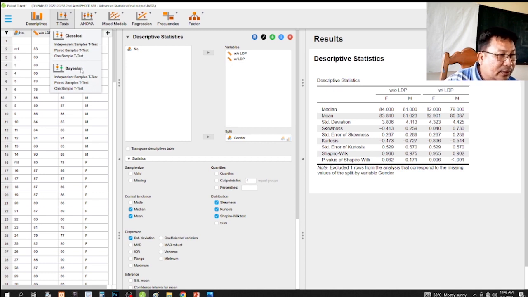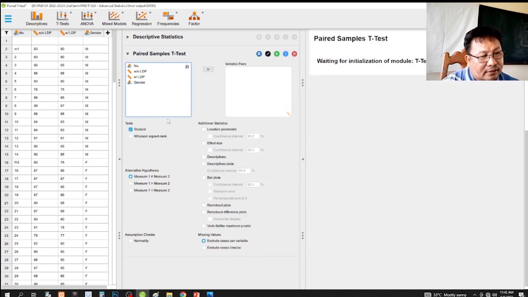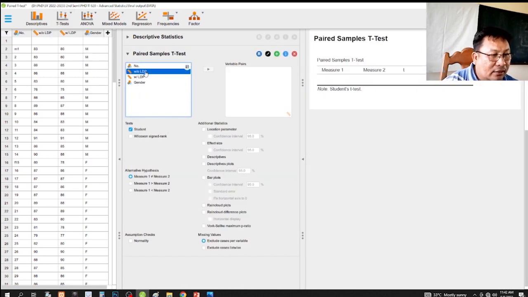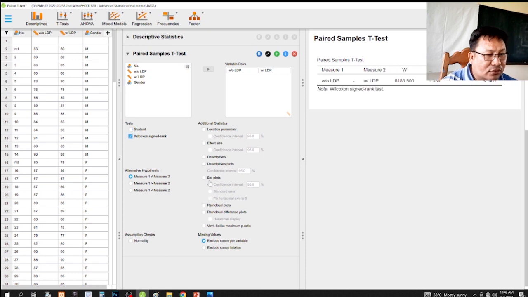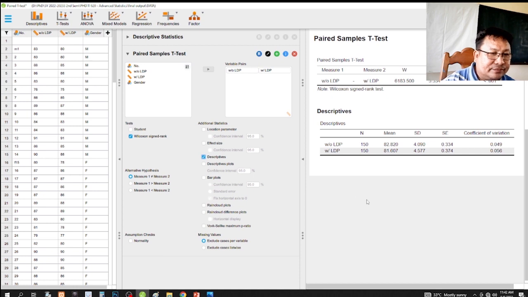So we will click here on the paired t-tests. Then click on the two variables in the pair, without LDP and with LDP. Then, instead of Student, we will use Wilcoxon, and we will add some descriptives there.